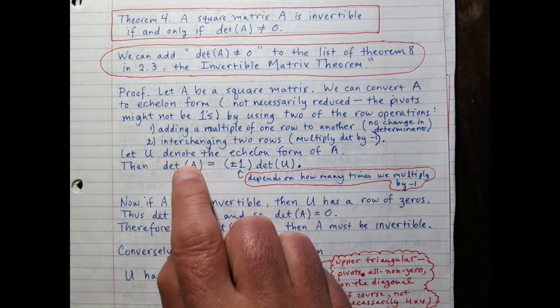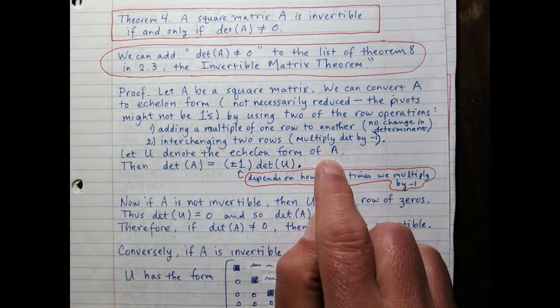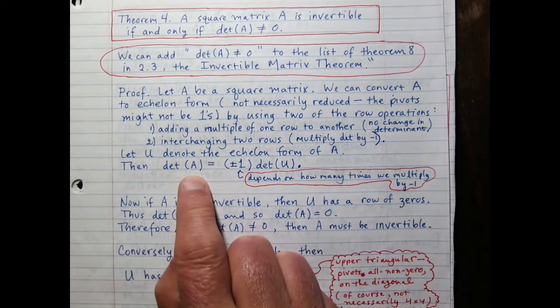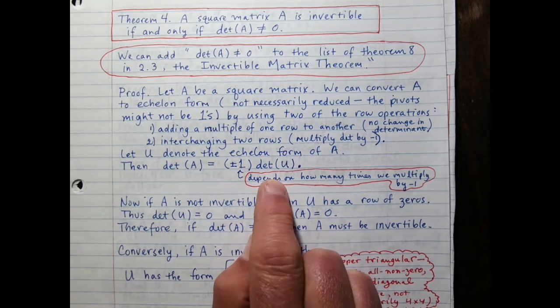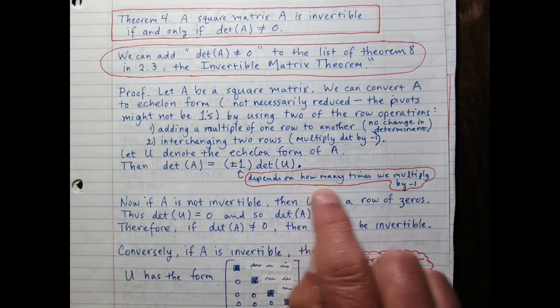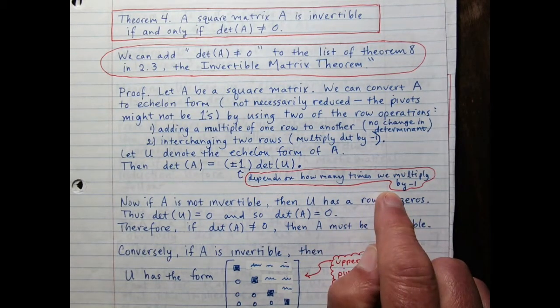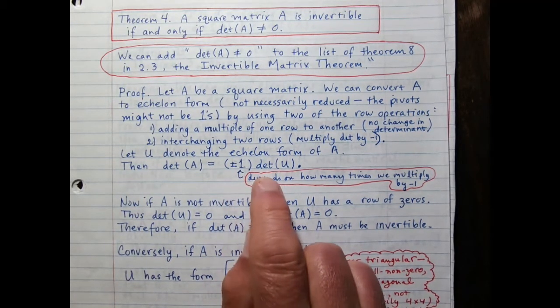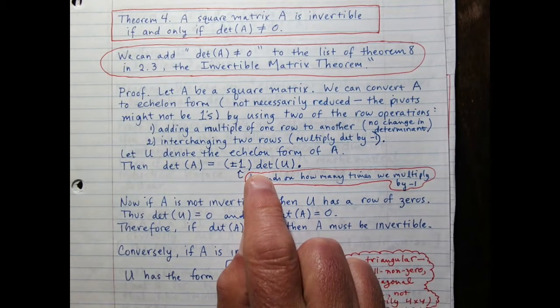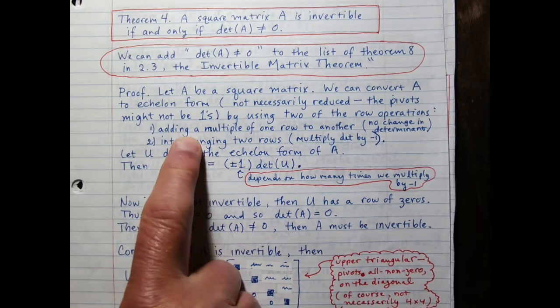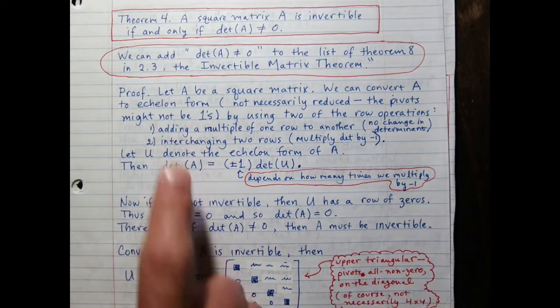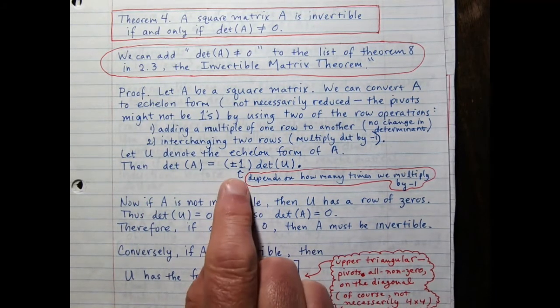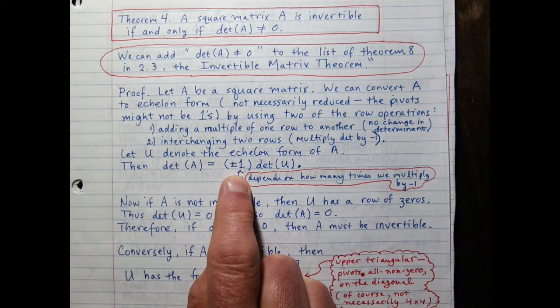So if we let U denote the echelon form of A, then the determinant of A is going to be plus or minus 1 times the determinant of U. And the plus or minus 1 depends on how many times we multiply by -1. That's by how many times we've interchanged rows. And we're not worried about how many times. So the only way the determinant value changes is by that row interchange, because when you add a multiple of one row to another, that does not change the value of the determinant. So again, we're not allowing the row operation where you multiply or divide by a constant here.